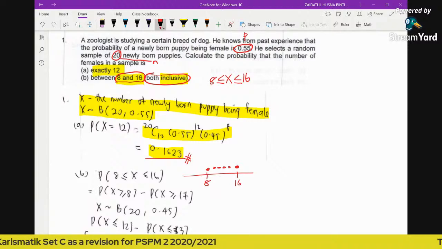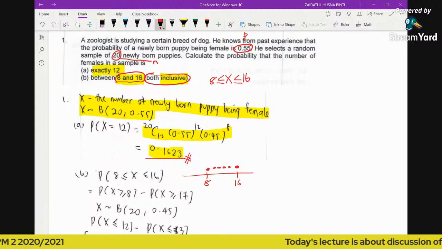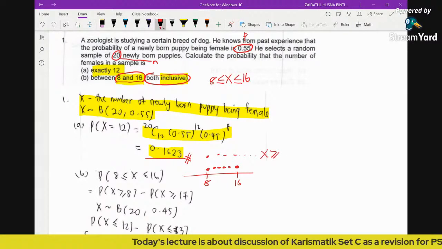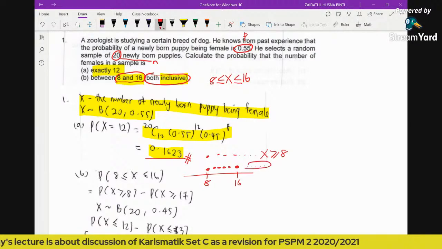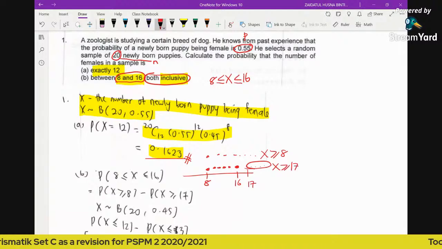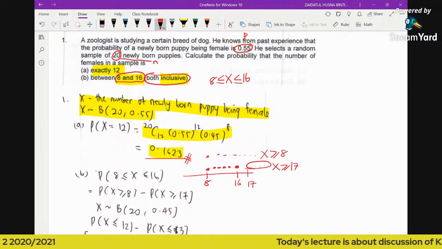Okay, so if you want to read the binomial table, it will be like this. From 8 to the right, so this is when x greater than or equal to 8, minus 16 to the right. So this is what you don't want, right? From 17 to the right. You don't want 17 to the right. So from 8 to the right, you just minus 17 to the right.